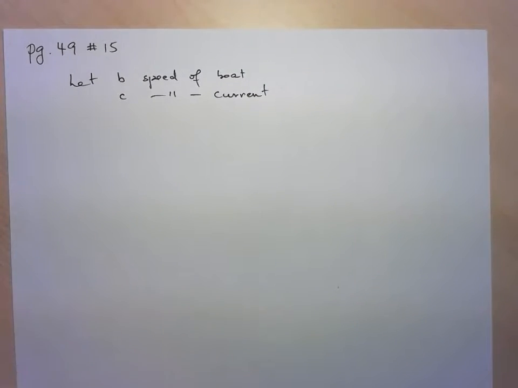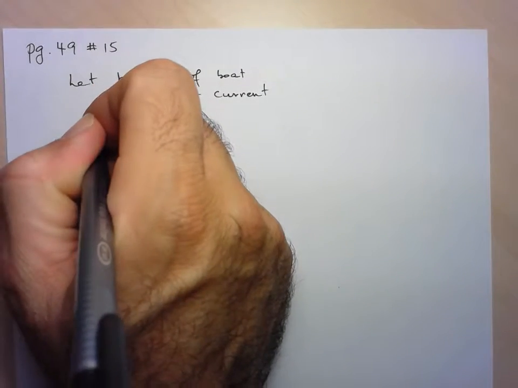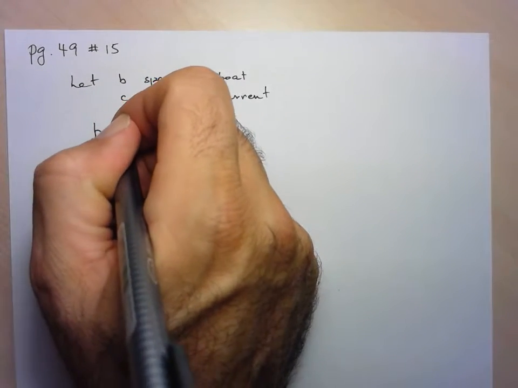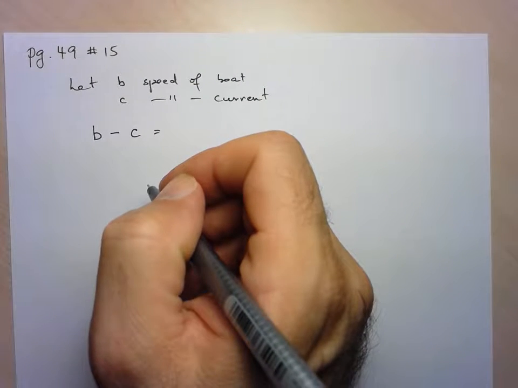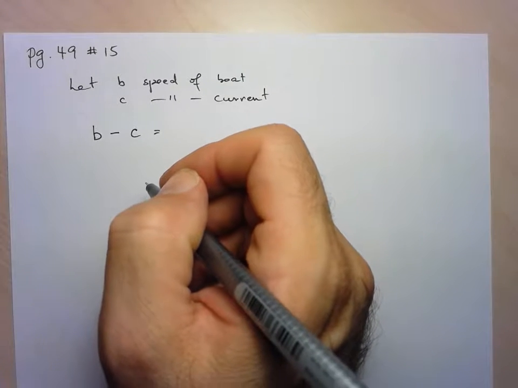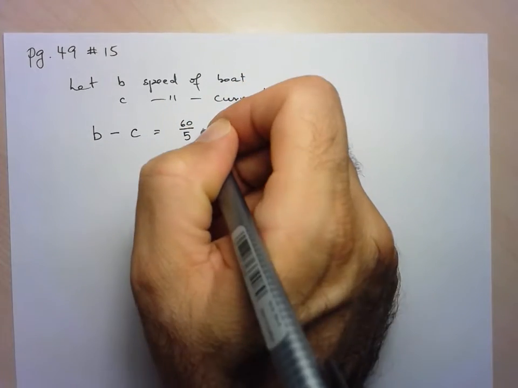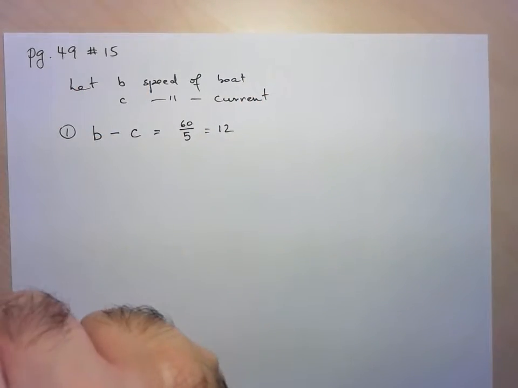Okay, so the first part says that you're traveling against the current and it takes you 5 hours to travel the 60 kilometers. So if you're traveling against the current, whatever your speed is, the current is going to reduce your speed. So the speed of the boat minus the speed of the current is going to be the total speed that the boat travels at. And they don't give that to us directly, but it tells us that it takes 5 hours to travel 60 kilometers. So speed is given by distance, 60, divided by time, 5. So here we have 60 divided by 5 is 12. Okay, so that's going to be our first equation.